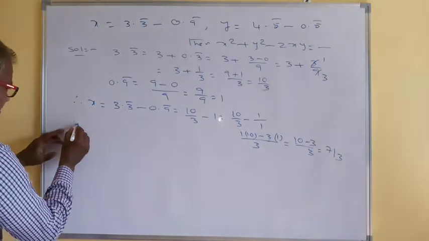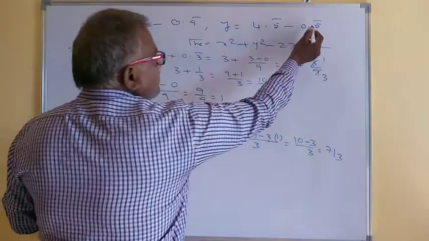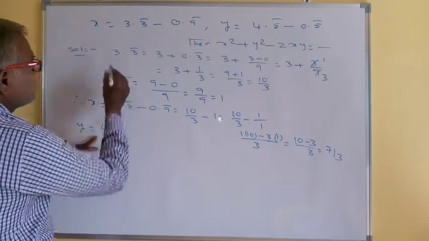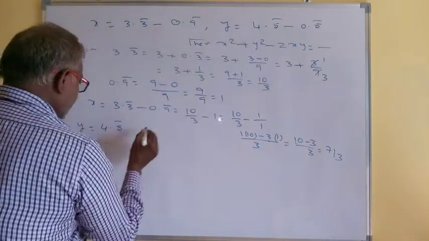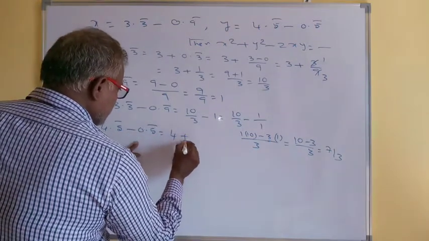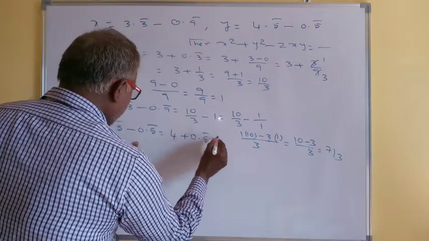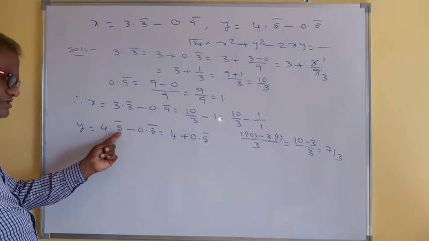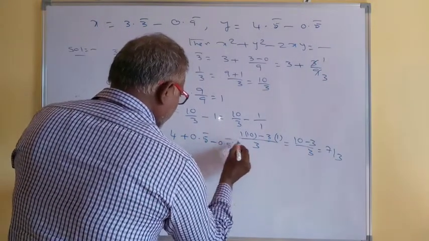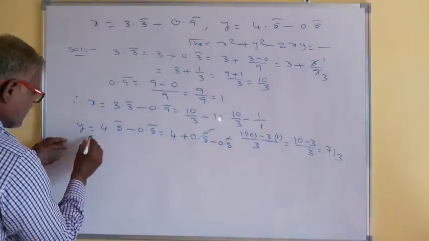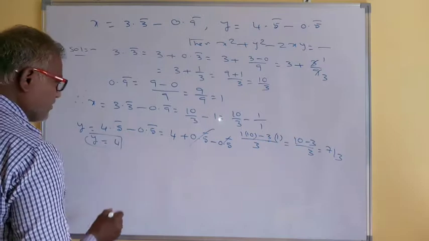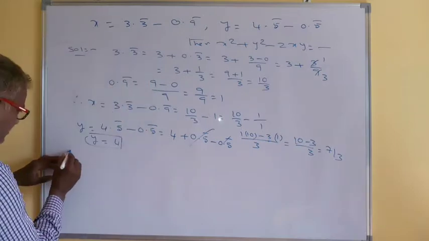Now you see here in this one both are the same. That's why no need to do separate one. Directly you can cancel this one. You see 4 plus 0.5 bar. This you can write 4 plus 0.5 bar minus 0.5 bar. So plus minus get cancelled. So y is equal to 4. Now what is the requirement?